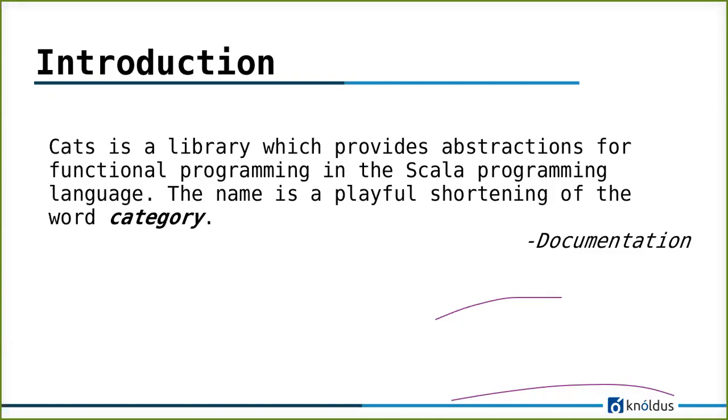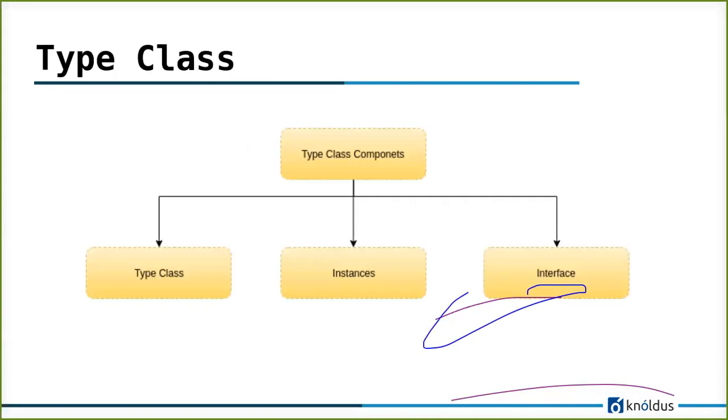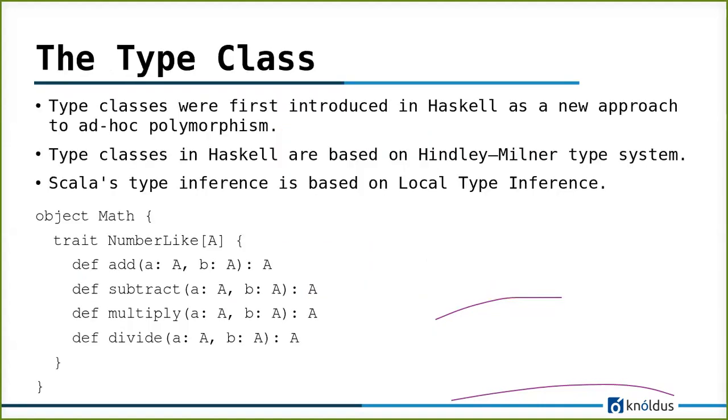So type classes were introduced in Haskell. There are three important components to type classes. First is the type class itself, then instances, then interfaces. So let's start with an explanation of each one of them. So, the type class itself.